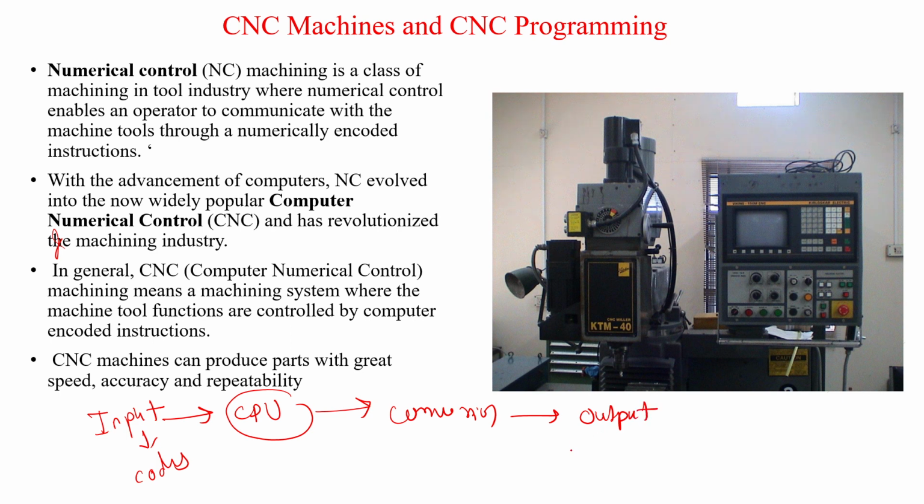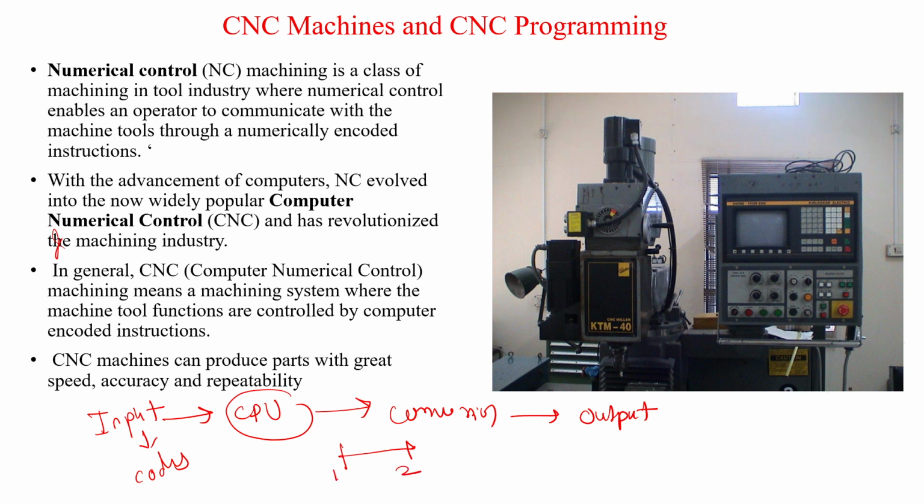For example, you are doing drilling, so you have given the input to the machine to move the drill from here to here. Then you need to give the code, the G code, M code, which you will see later, and then it will read it and then move it. Then the machine will move from here to here, from 1 to 2.